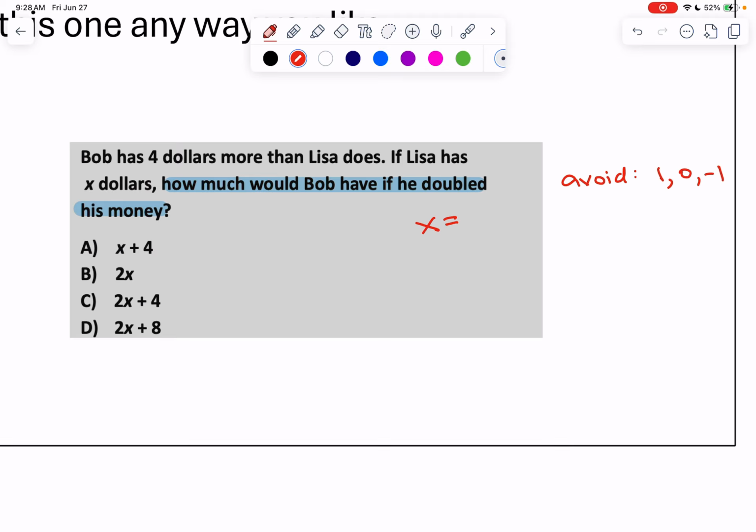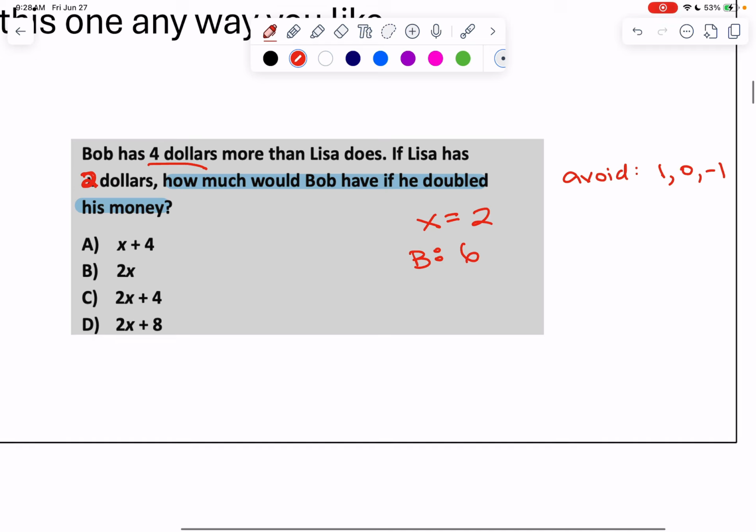Yes, let's do something simple like 2. I love 2. It's nice and simple, yes? Now we're going to do the entire problem as if x is 2. Bob has $4 more than Lisa has. If Lisa has $2, how much would Bob have if he doubled his money? Well, if Lisa has $2 and Bob has $4 more than Lisa does, then Bob would have 4 more than $2, which is $6. If he doubled his money, that would mean 6 times 2, which gives us 12.